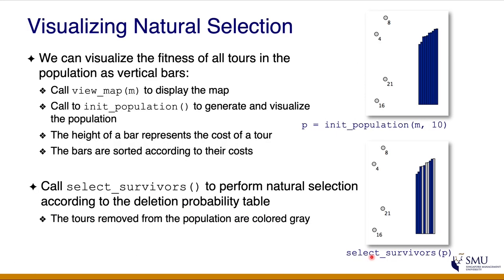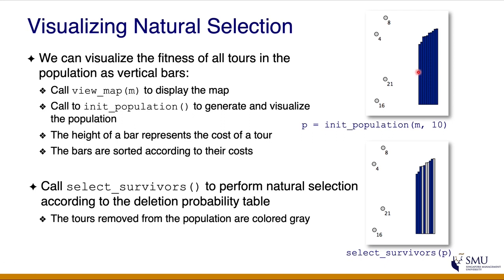So the TSP lab can actually help you to visualize the current population as well, right? So if you type the command view map, what it does is that it will generate, based on the randomly generated coordinates, the current position of all the nodes.